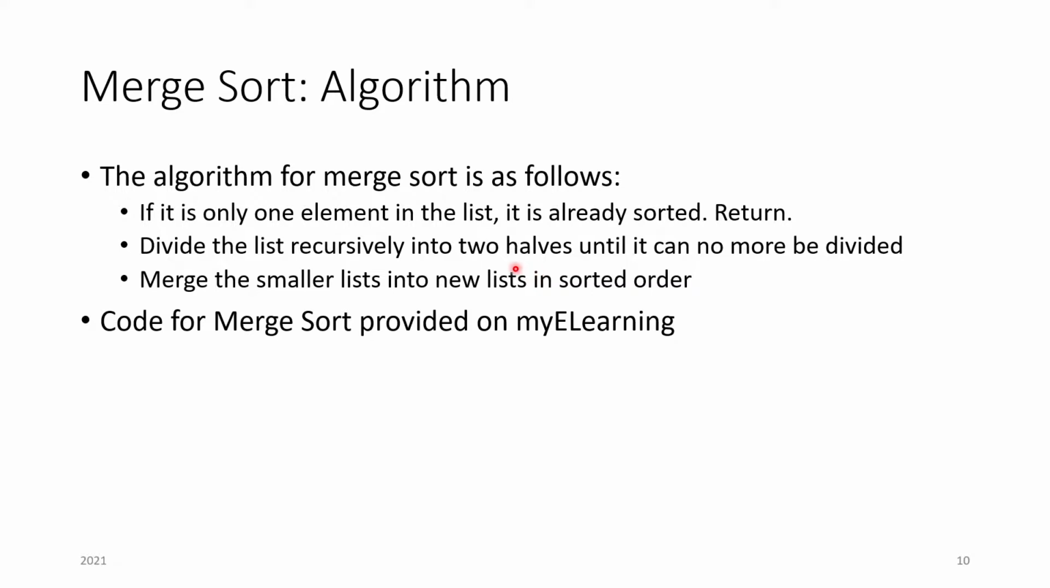The code for merge sort is actually provided on my learning, so I suggest that you download it, analyze it, and see how it operates. And yes, it can work for odd array lengths as well, so you can actually see how it operates step by step. Alright, any further questions on merge sort?